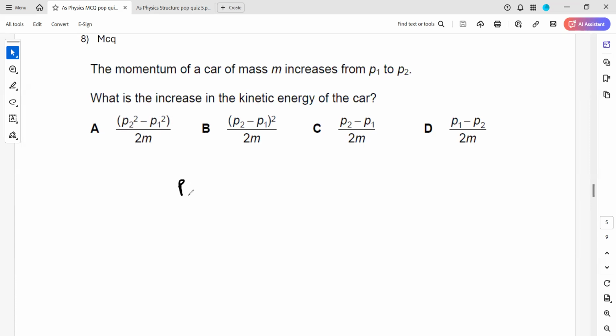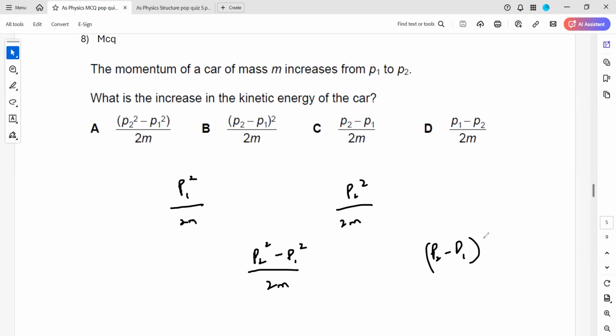So first, the individual momentum square, that was the first kinetic energy. The individual momentum square divided by 2m, that's the second kinetic energy. And when we subtract, we get the final momentum square minus the initial momentum square divided by 2m. But this is not equivalent to the subtraction whole square divided by 2m. This is totally different.